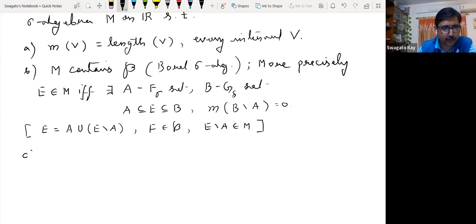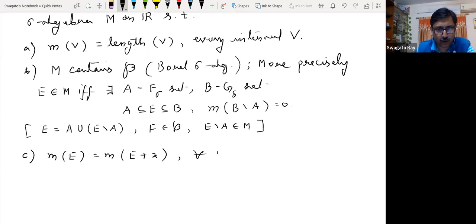C is a more interesting property, that M of E is M of E plus x. And this is true for all E in the Lebesgue sigma algebra M. We call that the Lebesgue measure M is translation invariant. This is what we mean by translation invariance, that if you translate a set by an x, the measure does not change.